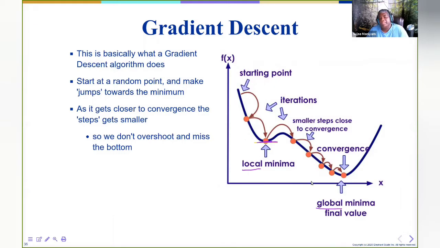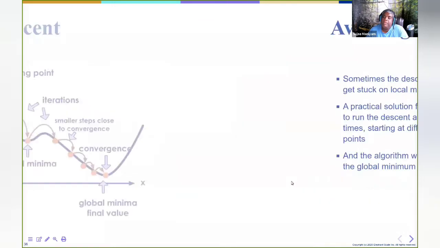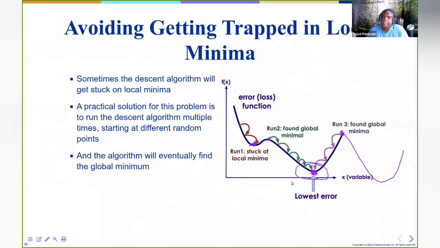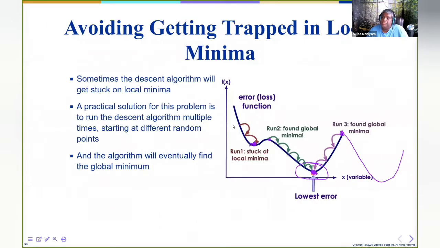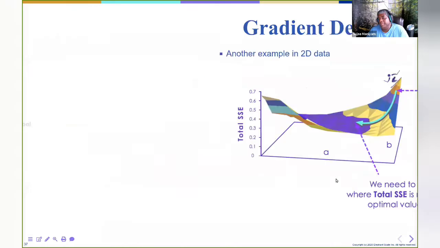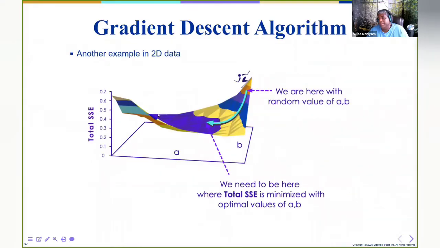Now, I'm changing one variable, x. Only one variable, x. But remember, in my formula, I had to figure out two variables. So now my error function: when I have one variable, my error function is just a simple line, because I'm only changing one axis. If I'm changing two variables, remember a and b, now it's like a slope.